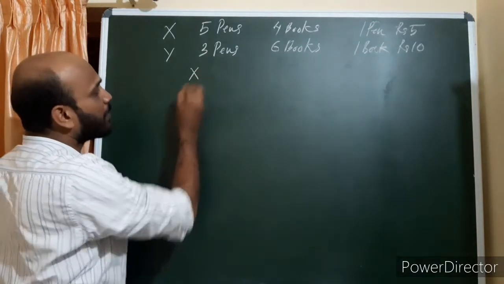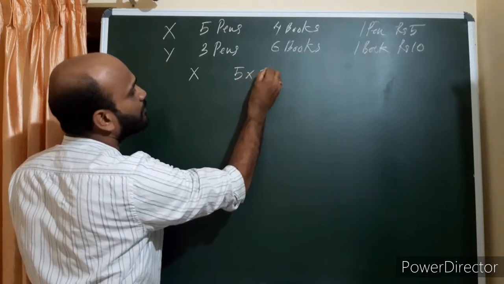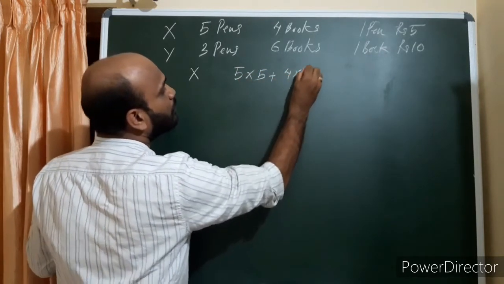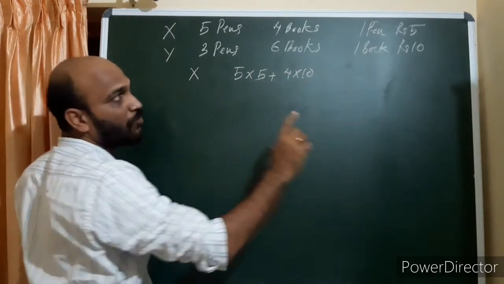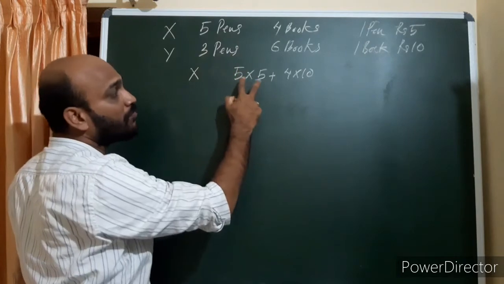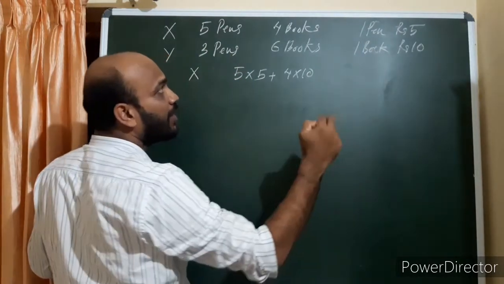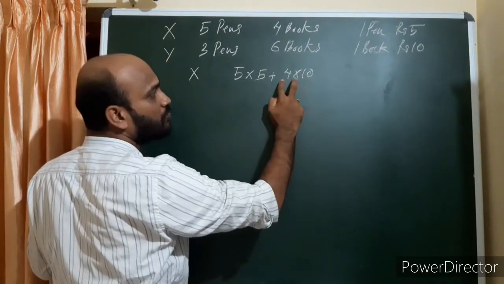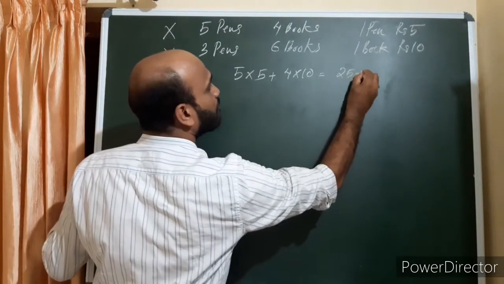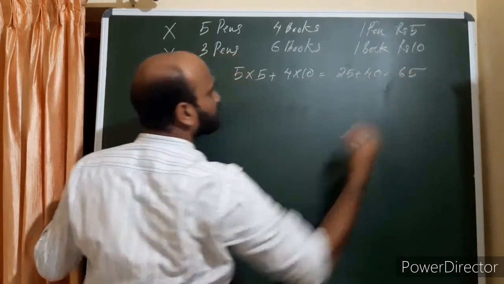So the total amount spent by person X will be 5 into 5, plus 4 into 10, because the price of one pen is 5 and he bought 5 pens. So 5 into 5. And the price of one book is 10 and he bought 4 books, so 4 into 10. So the total will be 25 plus 40, that is 65.